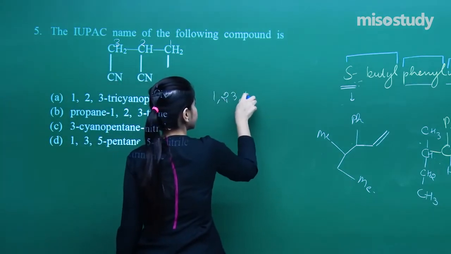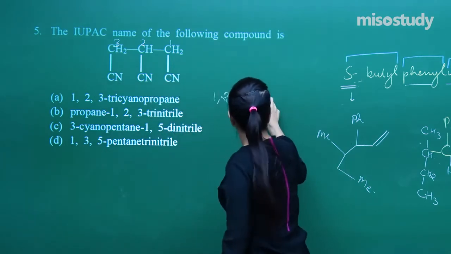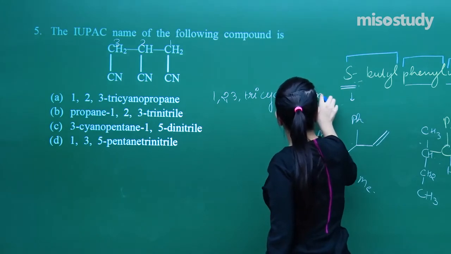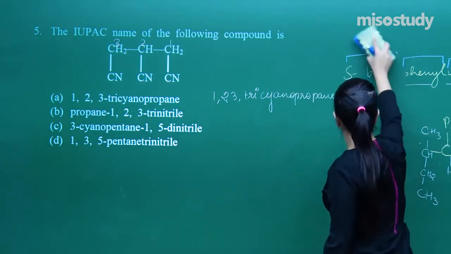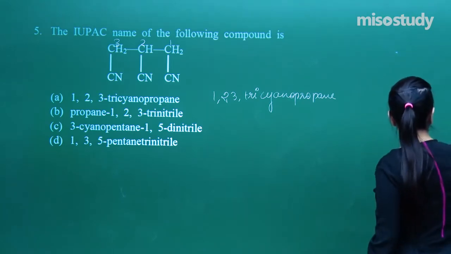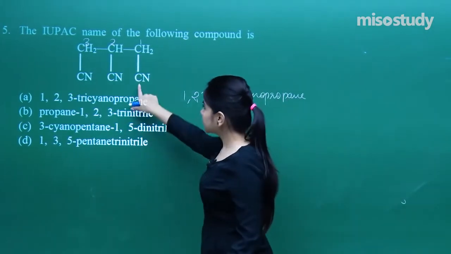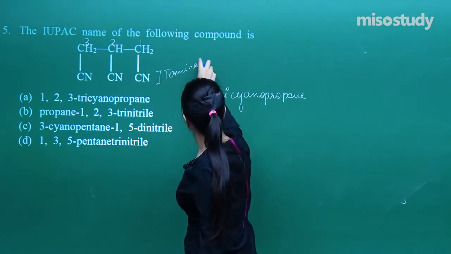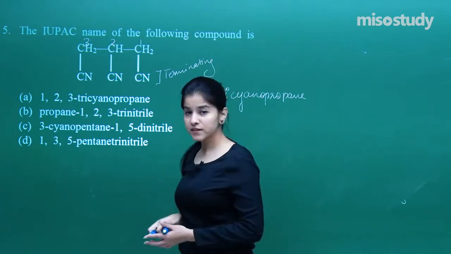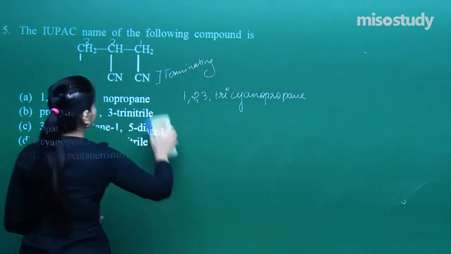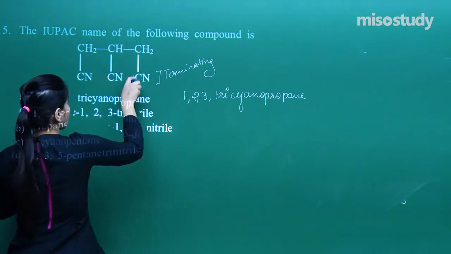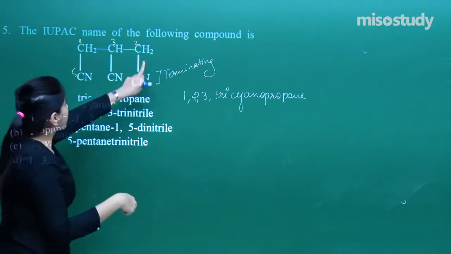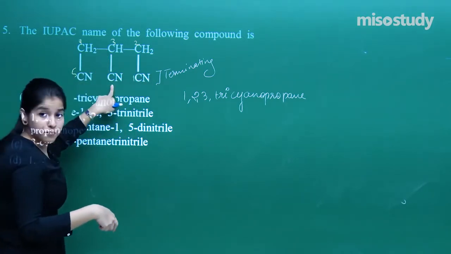1, 2, 3 tricyano-propane. That could be one way. But since we know that cyanide or the CN group here is a terminating group, we know that this is terminating. That means we can number this carbon as 1. So I can have another way of naming: 1, 2, 3, 4, 5. I need the longest possible chain. That is why I have gone to this side, not to the middle one.